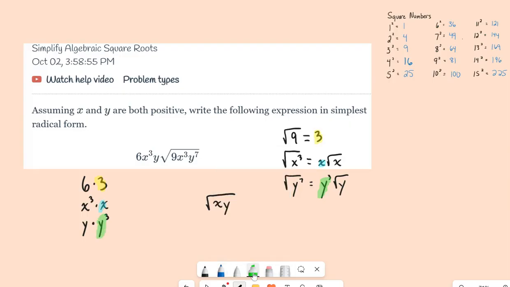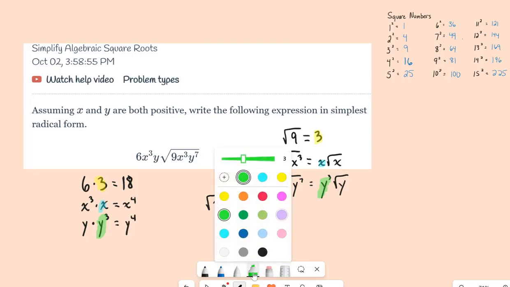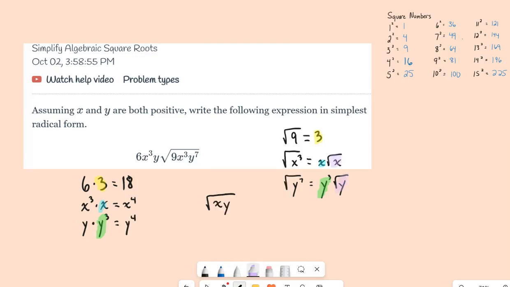Okay. So once again, you just have to multiply these. So that's going to be 18. X cubed times x is going to be x to the power of 4, and y cubed, y times y cubed is going to be y to the power of 4. And we can't forget that we have a couple values that we could not factor out of the radical. So that's where that's coming from. That's going to stay there. And now we just have to put this together. We've got 18x to the power of 4 times y to the power of 4 times the square root of xy.